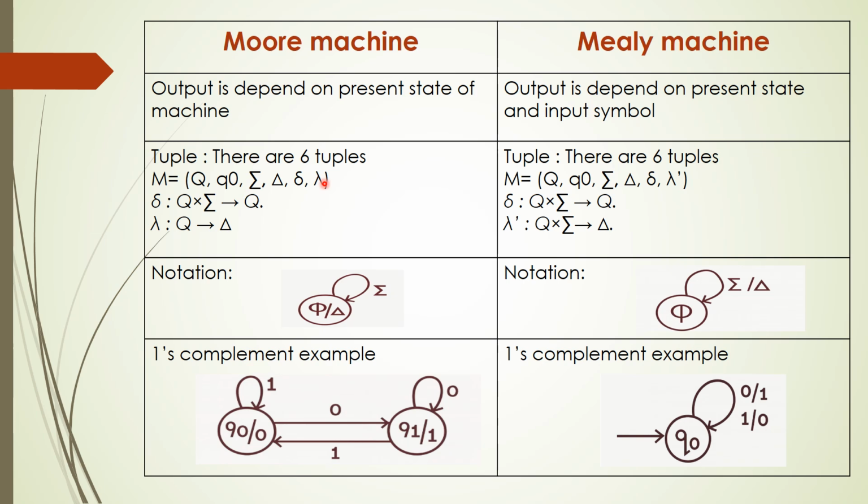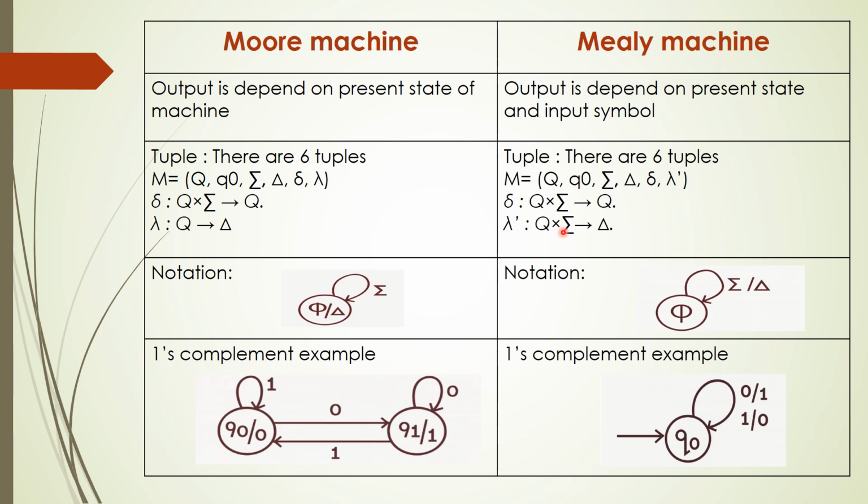You can see over here, your output function is associated with what? In a Moore machine, your output depends on your present state. But in a Mealy machine, as you are seeing over here, your output is generated according to your state and your input symbol. So this is the basic and most important difference between Moore machine and Mealy machine.